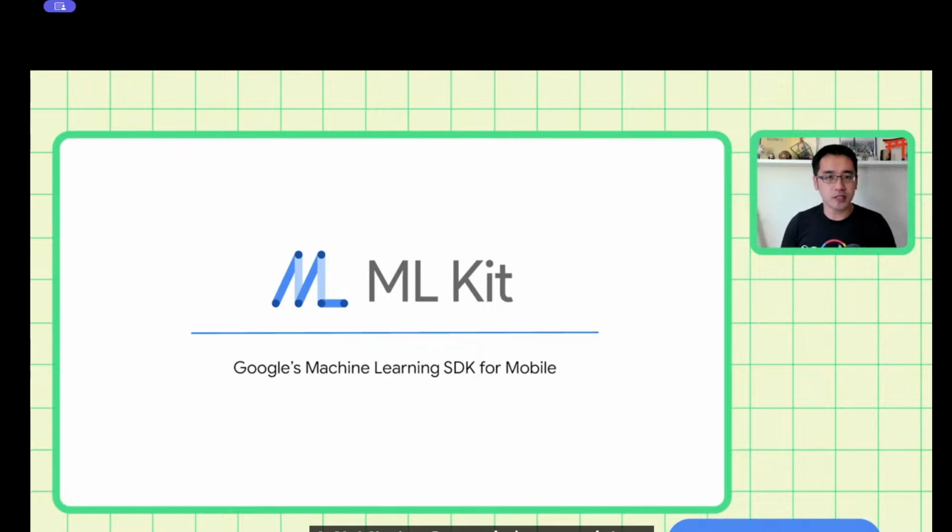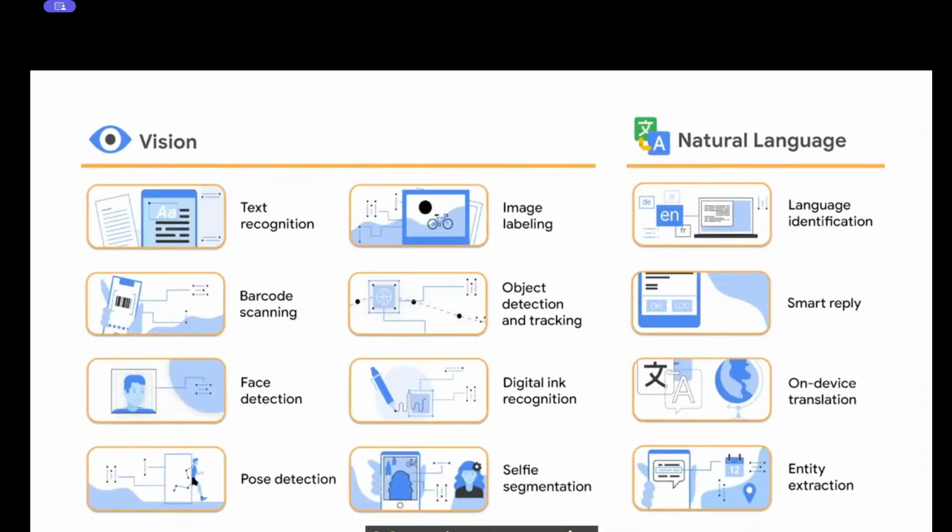MLKit is Google's machine learning SDK for mobile. It brings Google's machine learning expertise to mobile developers in a powerful and easy-to-use package. Make your Android and iOS apps more engaging, personalized, and helpful with solutions that are optimized to run on mobile devices. Most importantly, it's free to use.